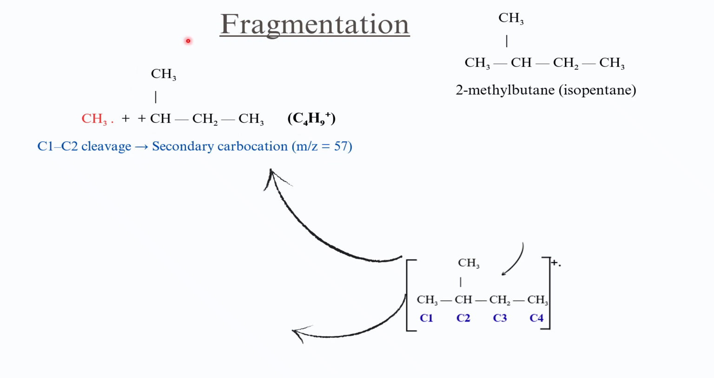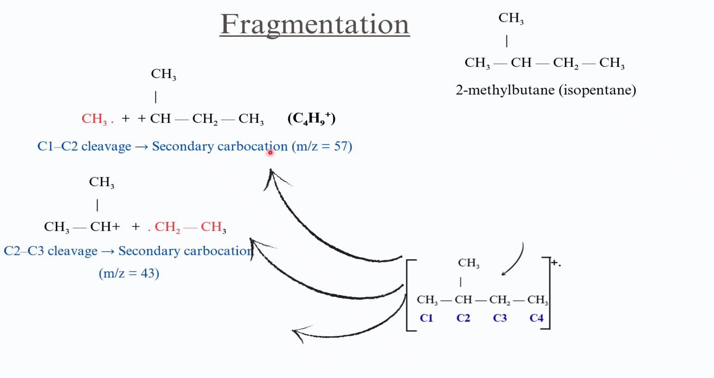57. I can also write this particular radical cation species like this: C4H9+, and there has to be one radical. So this is how I have got the first fragment. Now there is another possibility that instead of breaking this bond, I can break this bond. After breaking this carbon 2 and carbon 3 bond, this is what I end up with.